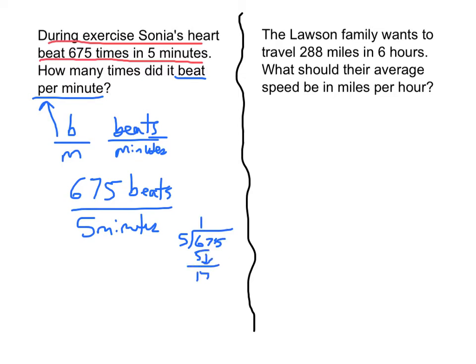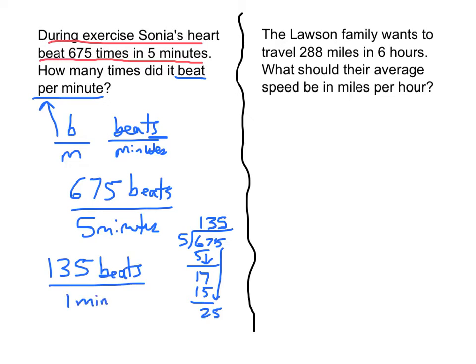so I'm going to do the long division. 5 goes into 6 once. The remainder is 1, 7. 5 goes into 17 3 times. The remainder is 2. Bring down the 5. 5 goes into 25 5 times. So her heart beat 135 times, 135 beats per 1 minute. And we write that with the abbreviation BPM, per being the fraction bar. But the answer would be 135 beats in 1 minute.